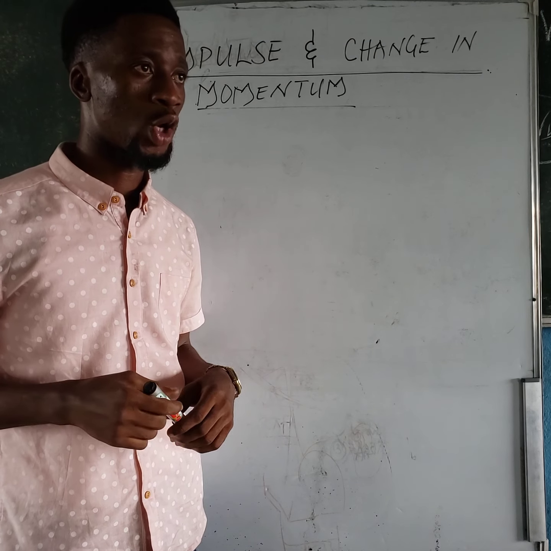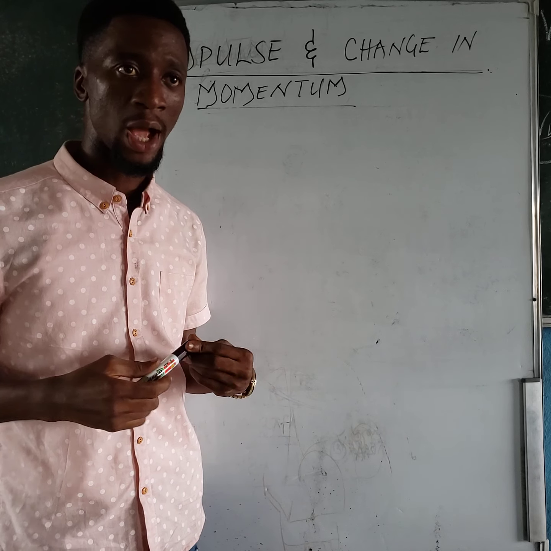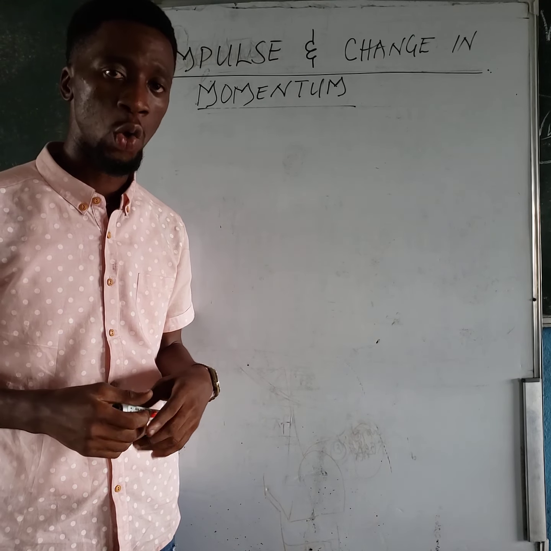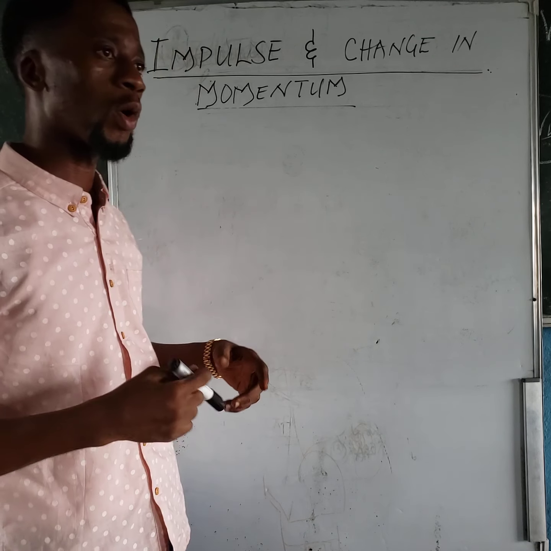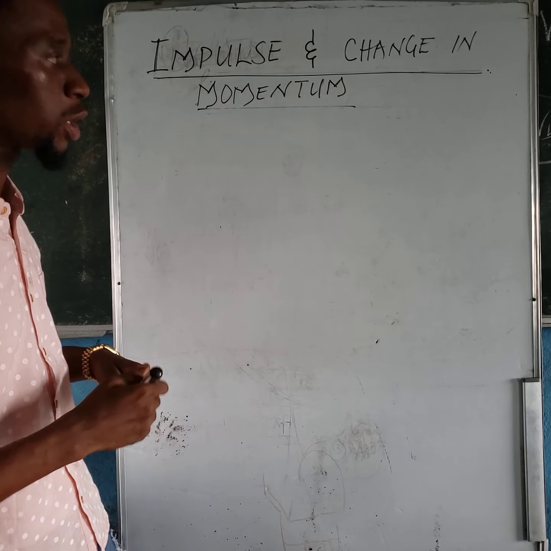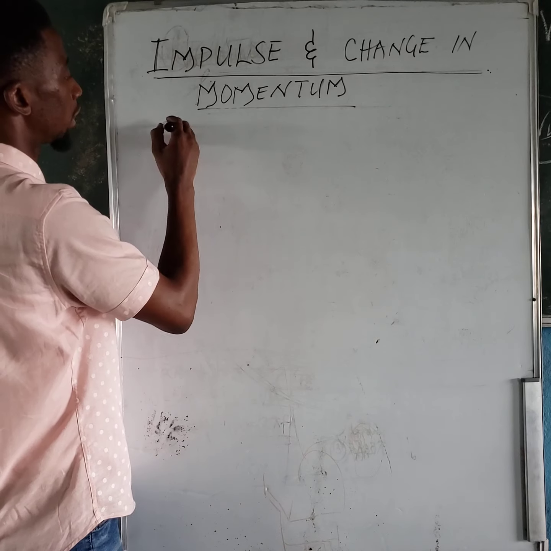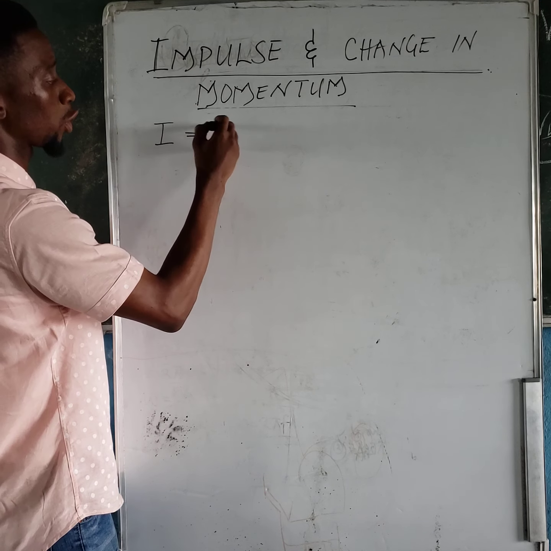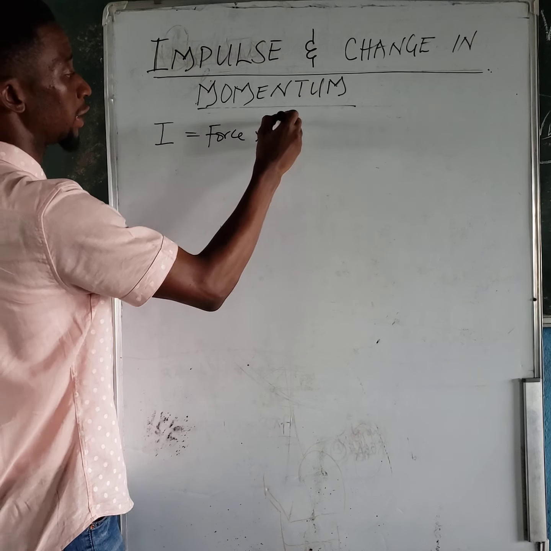Good day, class. Today we'll be looking at change in momentum and impulse. We want to see how we can relate change in momentum to impulse. Let's look at impulse first. What is impulse? Impulse mathematically is given by I. We use I to denote impulse. It is given by the product of force and time.